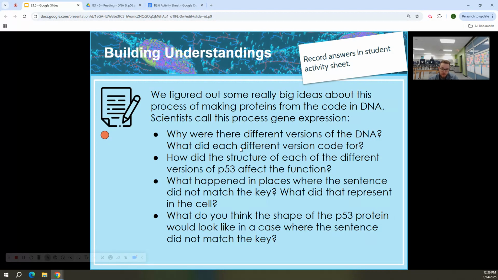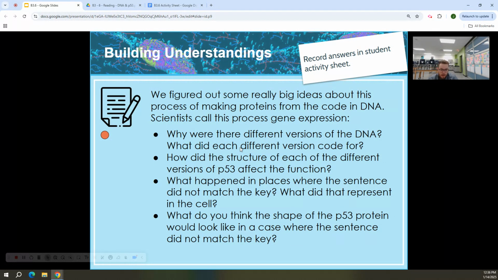And then what did each version code for? Which I kind of told you, right? They all code for proteins, but did they all code for the same one? And why, again, is that important for me as an organism that they do or don't code for the same thing? Okay, how did the structure of each of the different versions of P53 affect the function? If you read the sentences, I will tell you that. So how did having a different sequence of DNA and a different amino acid sequence, which made a different structure of my sentence or my protein, affect how well my P53 worked?